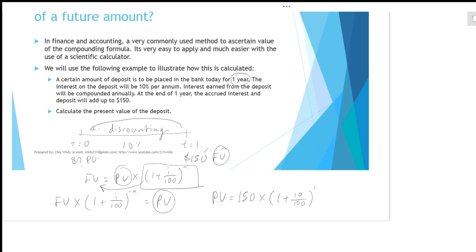Now what you need to do is, don't forget the minus sign, input all that into the calculator. You find that this immediately gives you a result of 136.36, which means that the present value of this 150 is 136.36. So that's how it works, right? Quite simple. So this is discounting.